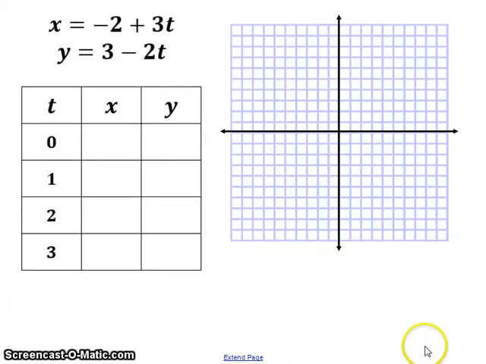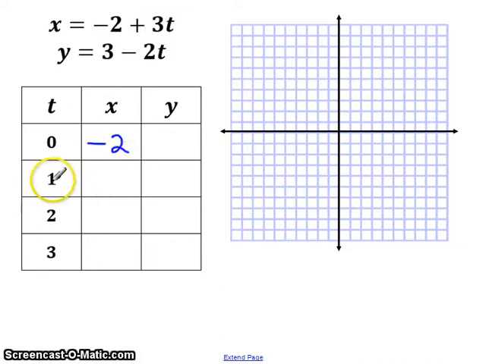So here's an example, and we'll go ahead and fill in the table and then plot the points. Let's take a look at what we have here. We see that the value of x is going to depend on t. And so let's go ahead and get the values of x for these four values of t. If we start with t equals 0, we plug that in and we get negative 2 plus 3 times 0. That's negative 2 plus 0. That gives us negative 2.